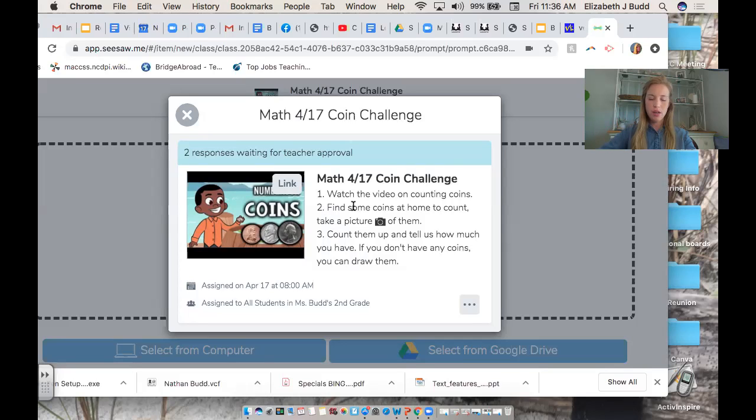Set the coins down on a table, and I want you to take a picture with your device of the coins that you have in front of you. Then you're going to tell us the value of the coins that you have. You can either do that using the microphone, or just typing the value in, however you would prefer, but just make sure to tell us the value as well.